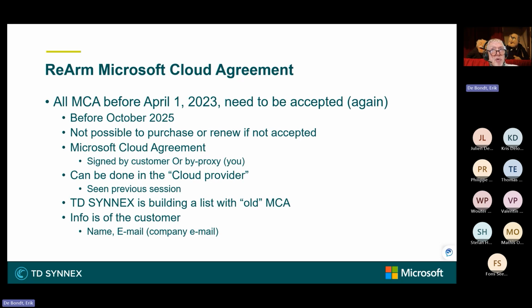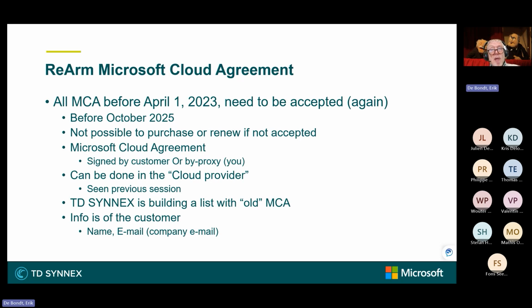This is important for your customers. Why does Microsoft say you cannot buy or cannot renew? Well, if you don't accept the rules to use the licenses, you should not use the licenses. Basically, that's what it means. So the MCA is signed by the customer or by you in proxy. But you need to put the customer information in there.